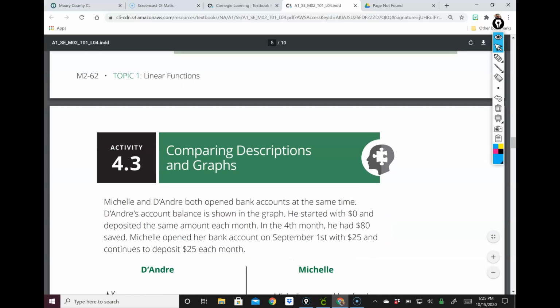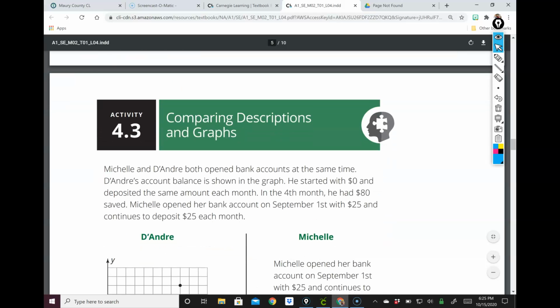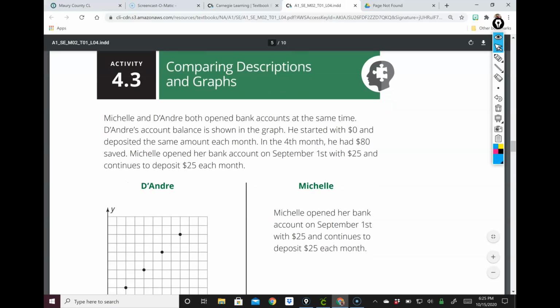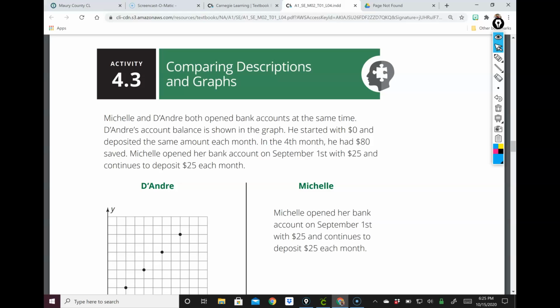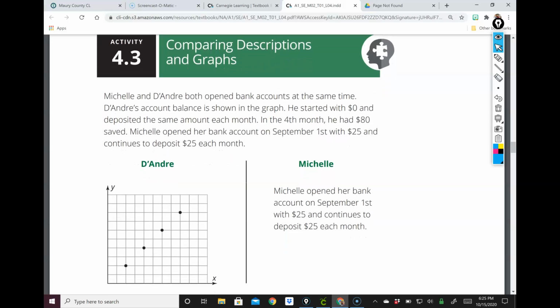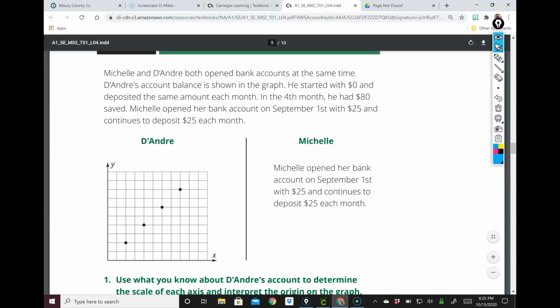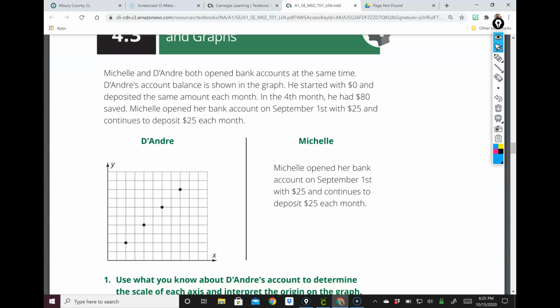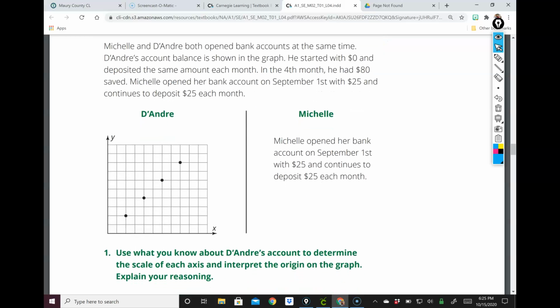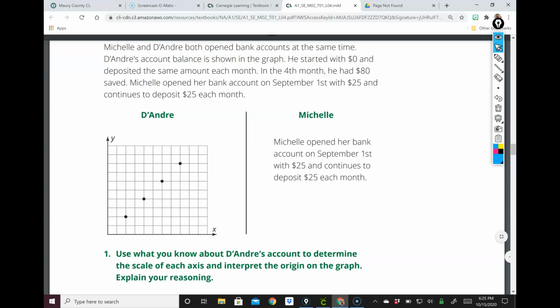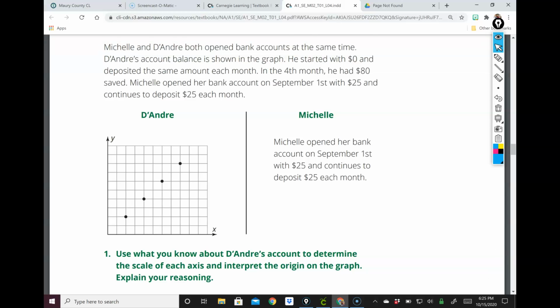For 4.3, compare descriptions and graphs. Michelle and DeAndre both opened bank accounts at the same time. DeAndre's account balance is shown in the graph. He started at 0 and deposited the same amount each month. In the 4th month, he had $80 saved. Michelle opened her bank account on September 1st with $25 and continues to deposit $25 each month. Use what you know about DeAndre's account to determine the scale of each axis and interpret the origin on the graph and explain your reasoning.